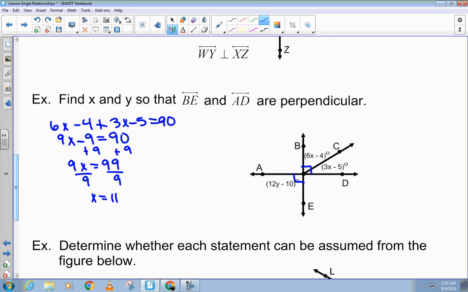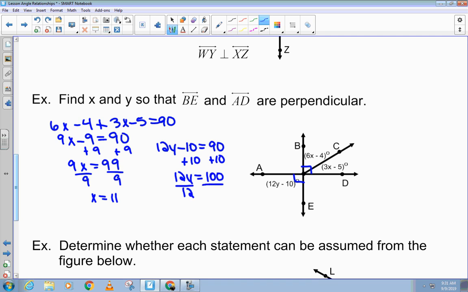What's going to have to be true about 12y minus 10? It's going to have to equal 90 also. I wrote y, but I said x. So 12y minus 10 equals 90. Add 10 to both sides. So I have 12y equals 100.